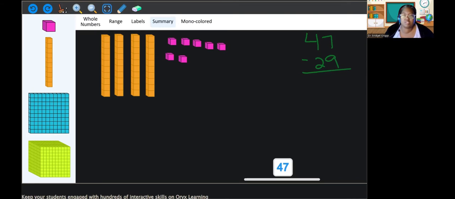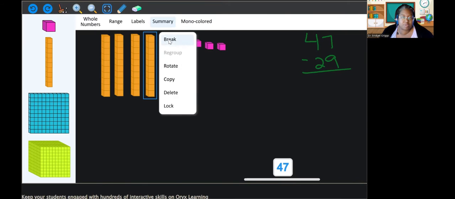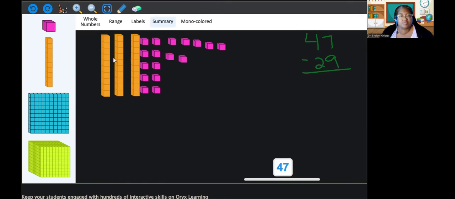Now, if we look at this with the base 10 blocks, well, there's not enough ones to take 9. So what we could do is break apart one of these tens. Let's break it apart. All right, so now that we have broken this apart, we now have these 10 that we broke apart plus the 7 that were already there. So now we have 17 ones, which is perfect. That's going to give us enough to be able to take away 9.